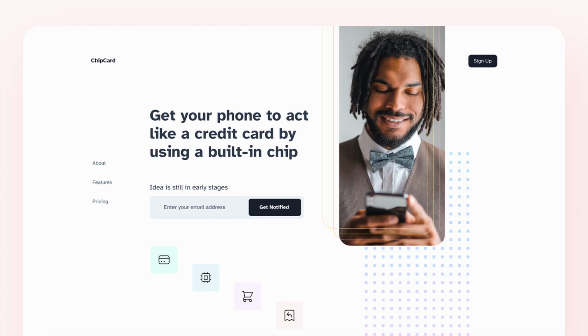Hey there viewers, and we are on day 19 of the web design challenge, and this idea connects a built-in chip to your phone to allow it to act like a credit card. My name is Roy, I'm a web designer, and let's get into the challenge.